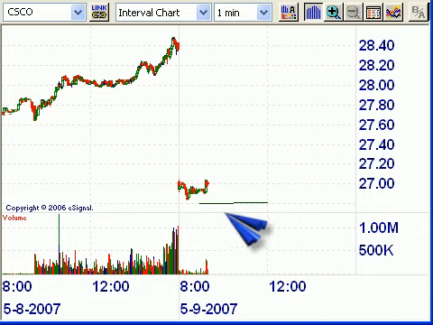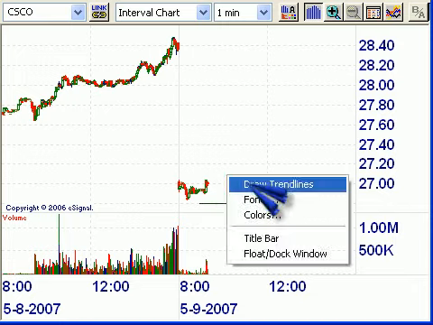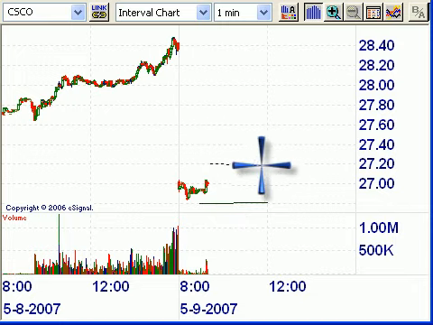Next short would be just under, say, the 26.5. And for the first long, cautiously, say, a break over the 27.2.